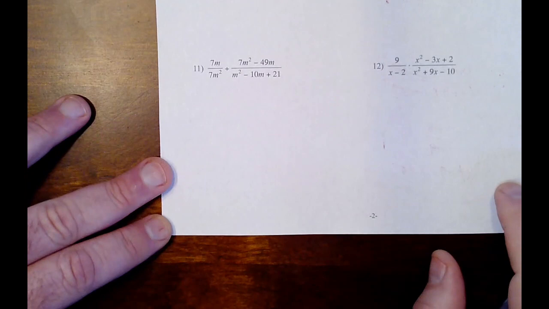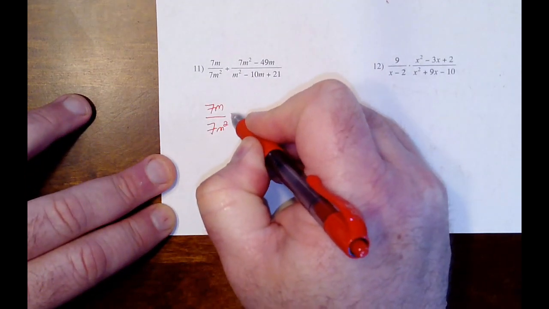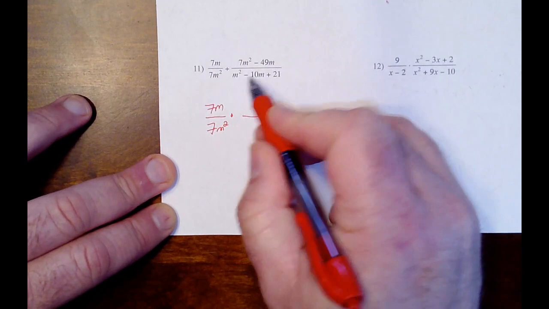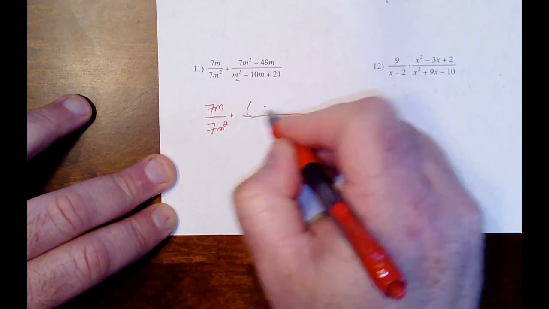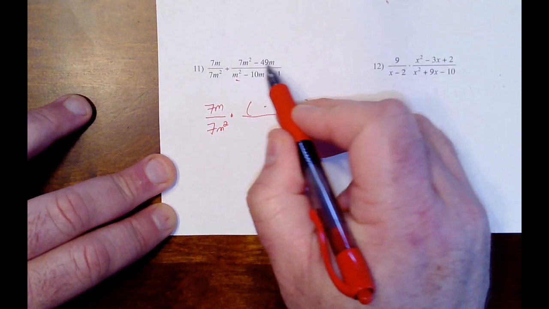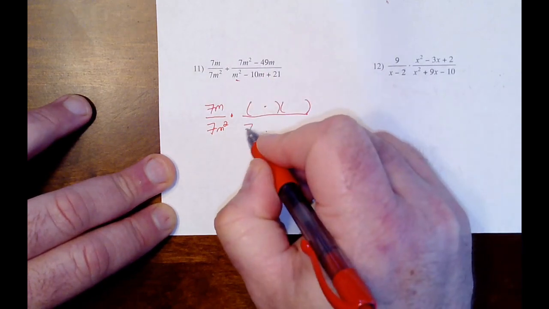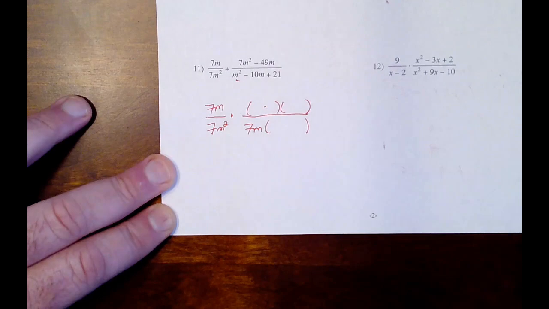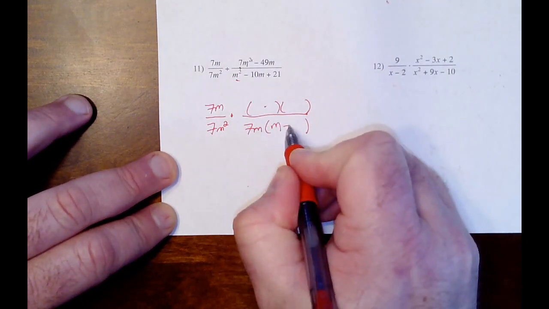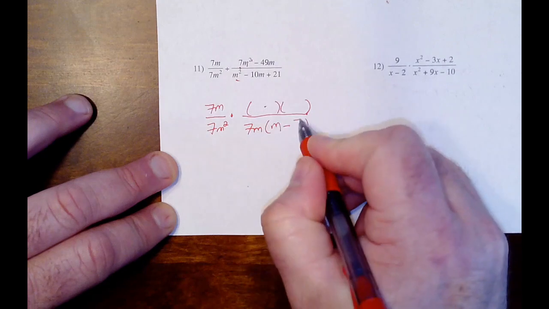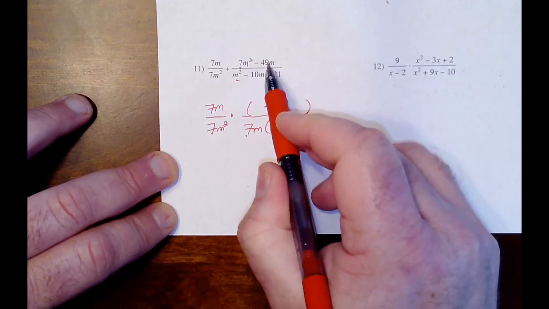Number 11, again, division. So 7m and 7m squared stay put. This flips over. This has no GCF on the bottom, which is now going to be my top. So that's 2 brackets. This does have a GCF on top, which is now going to be my bottom. And the GCF was 7m with 1 bracket. 7m leaves one of the m's behind. 7m goes into this 7 times, because 7m times 7 is 49m.